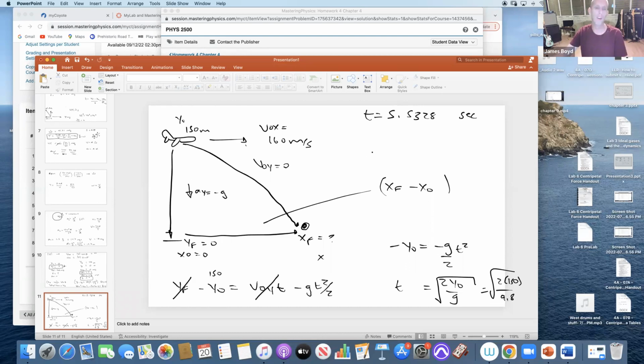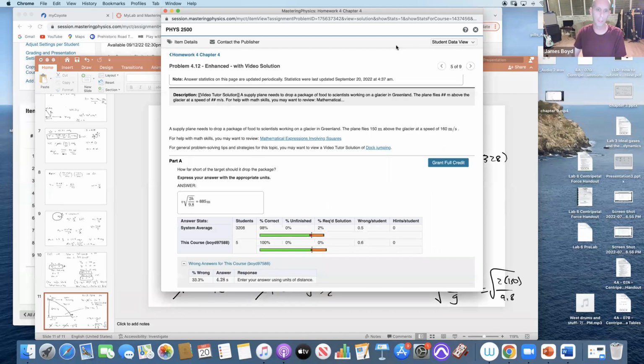Now, I want to find x final, and I know this is true, and x initial, or V of x, was 160. This is 0. I really just want to find x final. So this is 160 times my 5.5328, and I get 885 meters. Let's double check myself, 885. And that was the only thing you needed to answer.